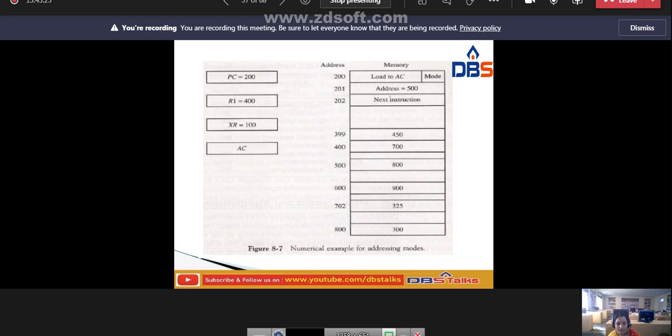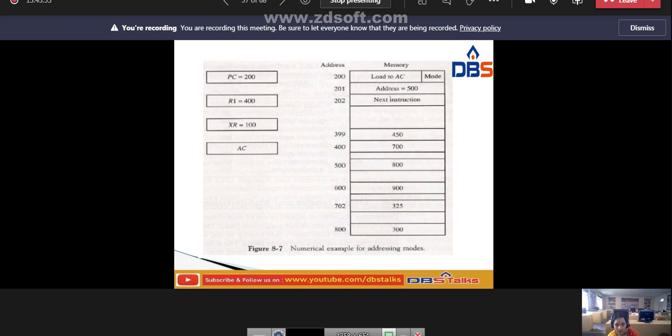So, in the immediate mode, the second word of the instruction is taken as an operand rather than the address. So, 500 is loaded into the accumulator. In the indirect mode of addressing, the effective address is stored in the memory at the address 500. Therefore, the effective address is 800, and the operand is 300.